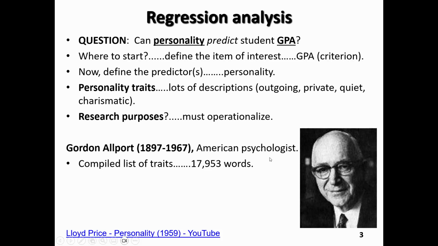Gordon Allport was an American psychologist that really initiated much of the detailed work in trying to understand personality. And through his work, he compiled a tremendously large number of words to describe people's personality or their traits. Some of those words are indicated here in this fourth bullet item: outgoing, private, quiet, charismatic. But Dr. Allport was really the first psychologist, researcher, that began this work.